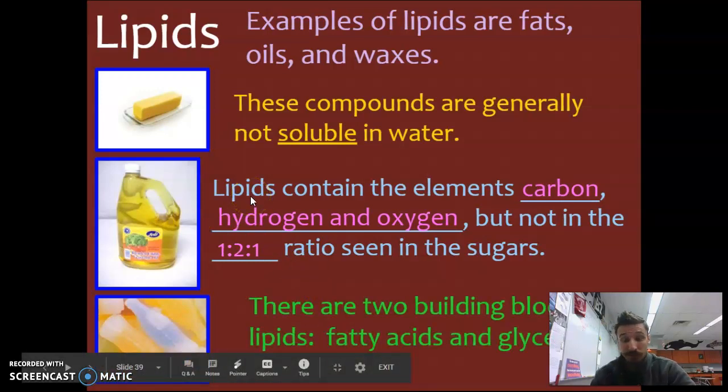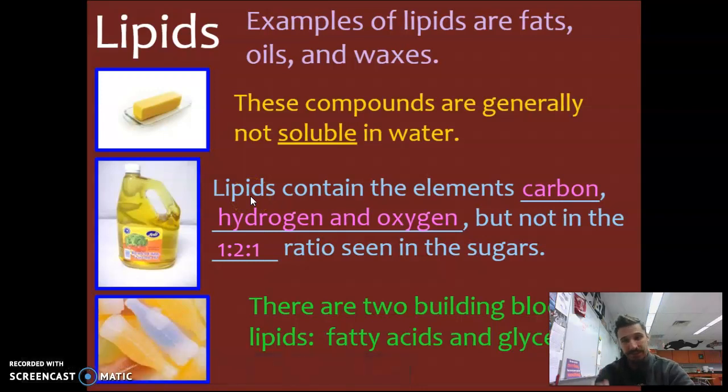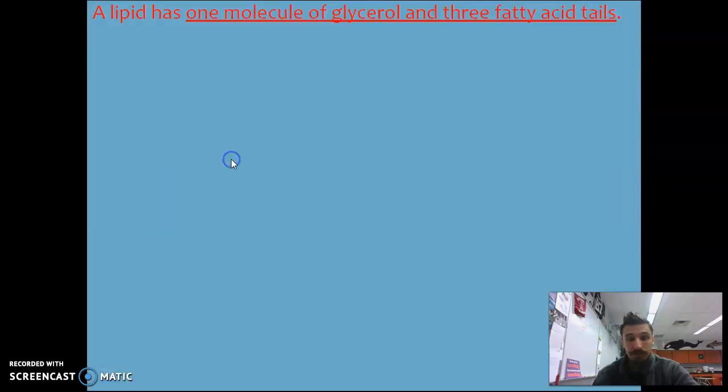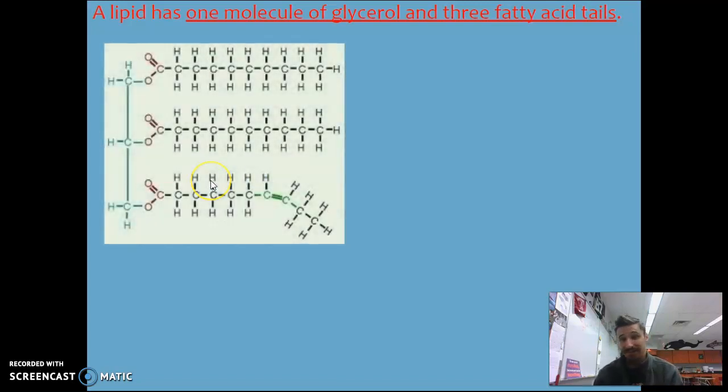The two building blocks, the monomers technically, of lipids are fatty acids and glycerol. Fatty acids and glycerol are the monomers of the polymer, the much bigger molecule we know as a lipid. And we call this giant molecule a macromolecule. All right, so a lipid has one molecule of glycerol and then 3 fatty acid tails attached to it. It looks a little bit like that.